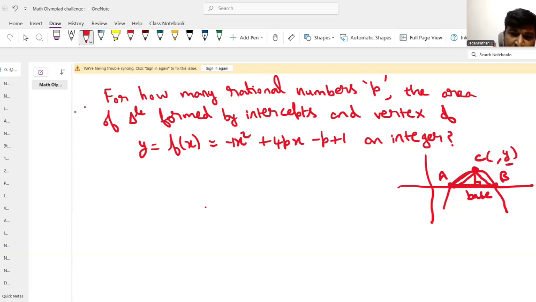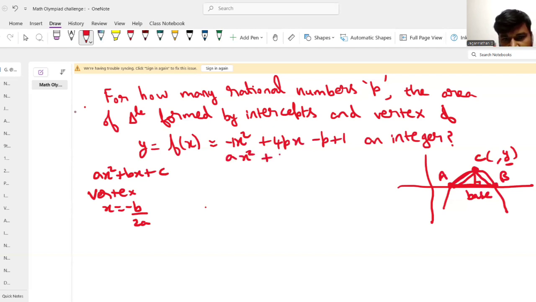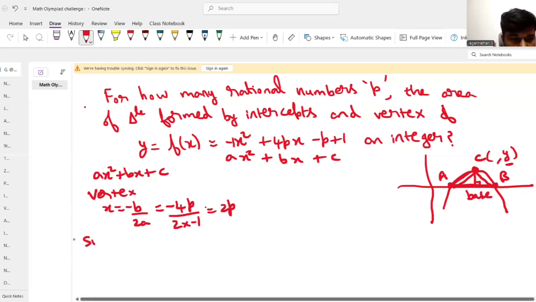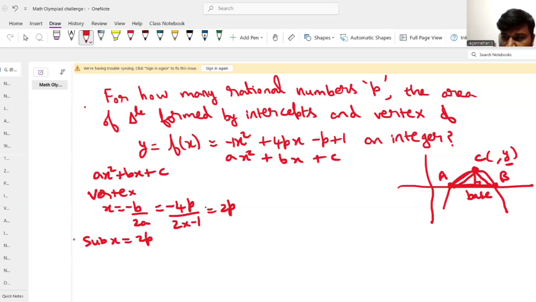Very easily, we know for a quadratic of the form ax square plus bx plus c, to get the vertex we just substitute x equal to minus b by 2a. In the place of b, we have 4p, so minus 4p by 2 times a, and in the place of a, I have minus 1. That gives me 2p. If I substitute x equal to 2p back in, I'll get the y coordinate of my vertex.